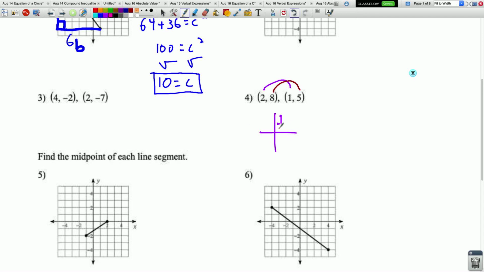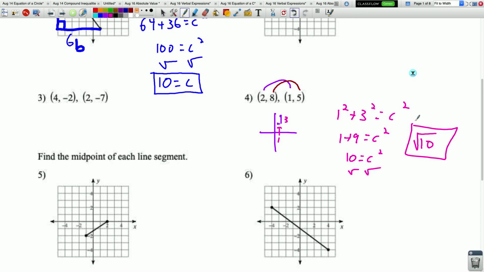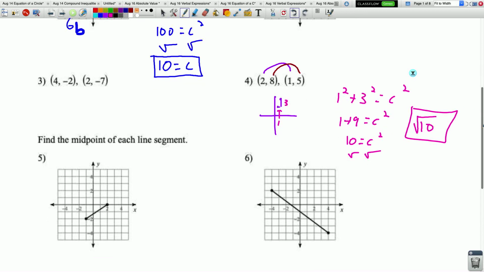So this length right here is 1. This length right here is 3. 1 squared plus 3 squared equals C squared. 1 plus 9 equals C squared. 10 equals C squared, square root, square root. This one, 10, does not have a nice easy square root, so I want to leave my answer as the square root of 10. Raise your hand if you got a question.